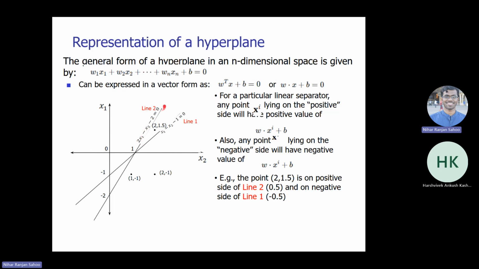If this is the hyperplane, you can say this is the positive side of the hyperplane. Similarly, if you put that same point into the line 1 equation, you will get minus 0.5. So you can say this point is on the negative side. That's how we decide whether the point is on the positive side of the classifier or the negative side of the classifier. I'll use classifier and hyperplane interchangeably.